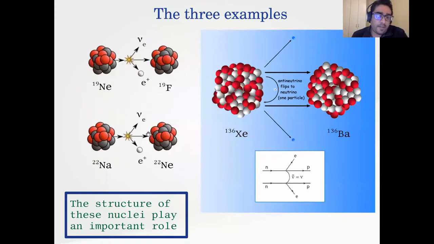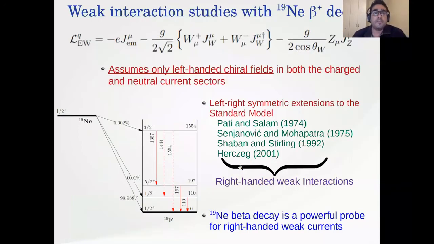And briefly, if time permits, I will talk about some recent work we did pertaining to a standard laboratory source, sodium-22 beta decay, and why that is interesting in terms of such studies. But in all these three cases, it is vital to know that no matter what you do, you have to have a proper understanding of the structure of these nuclei, because they play a critical role in these sort of measurements.